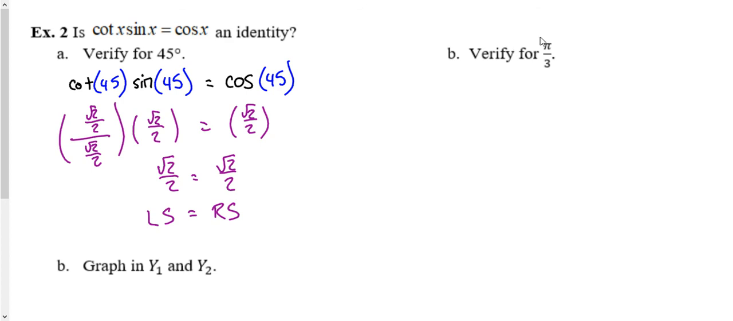Now let's verify with pi over 3. So same thing, but instead of 45 degrees, we're going to switch over to radian mode and sub in pi over 3, aka 60 degrees. So here's cotangent of pi over 3.